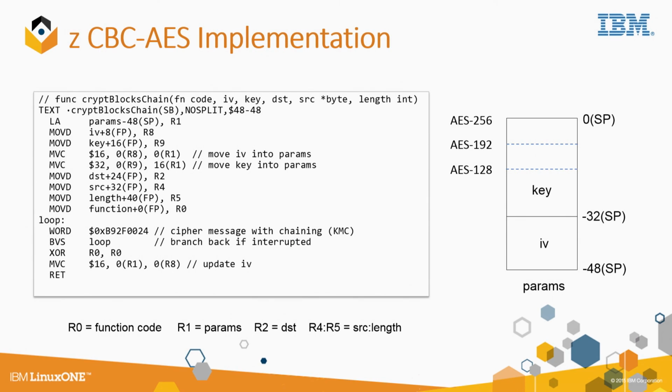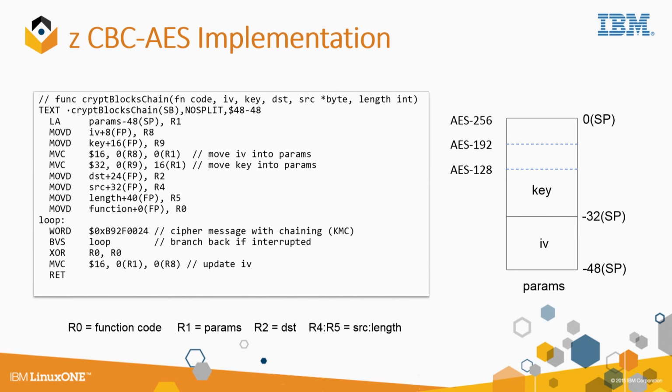So let's look at the assembly for this. It's a bit more complicated. Z is very much a CISC architecture, and the instructions can actually take parameters on the stack, pointers to parameters that they then read in and interpret. In this case, as we mentioned before, we need an initialization vector because we're in chain block mode. We need a key, obviously, for our AES block cipher. And again, we've got this loop just in case the instruction is interrupted.